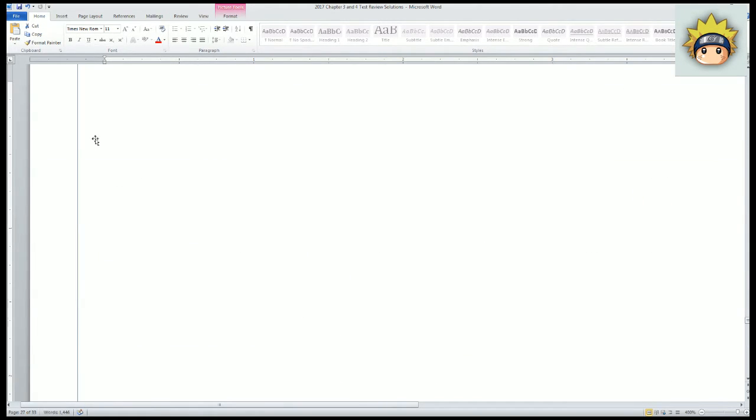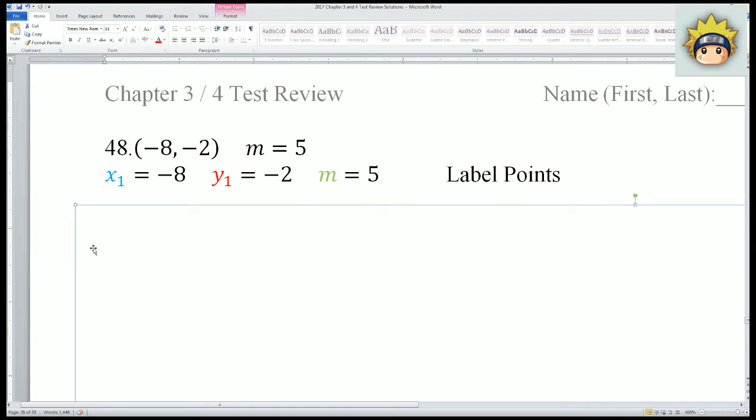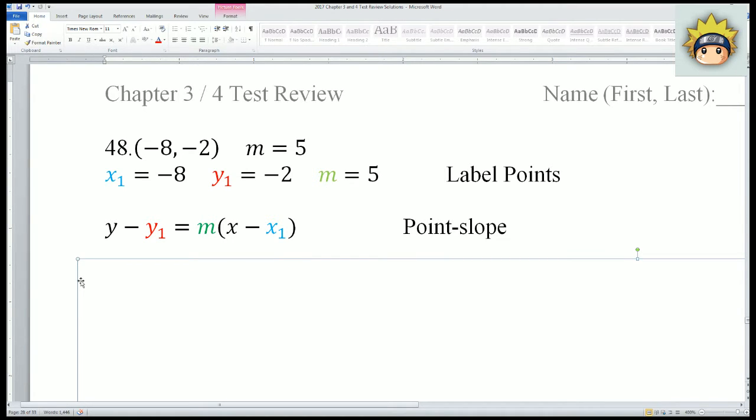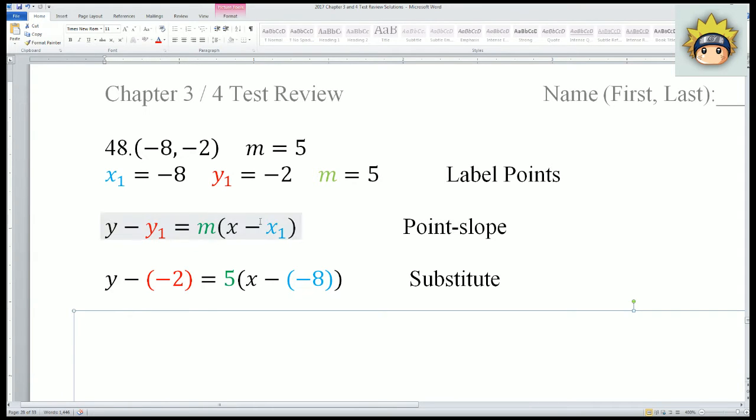And last one, it's 48. 48 gives us the point negative 8 comma negative 2 with the slope of m equals 5. Let me label my points first. X1 is equal to negative 8, y1 is equal to negative 2, and m equals 5. I see that I have a point and a slope, so I'm going to end up using this point slope equation. Point slope equation is y minus y1 is equal to m times parentheses x minus x1. I make the substitution. Negative 2 goes in for y1. M is 5 and x1 is equal to negative 8.